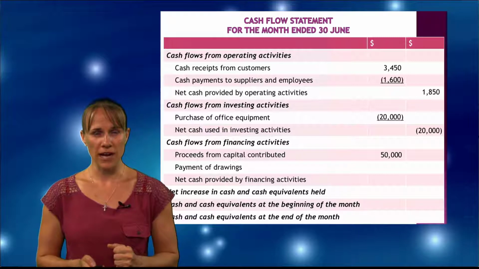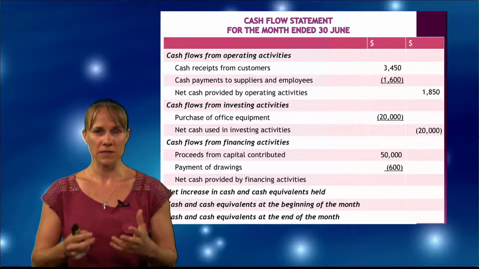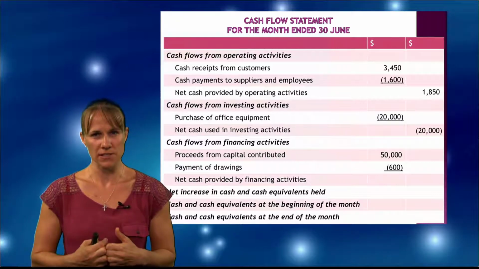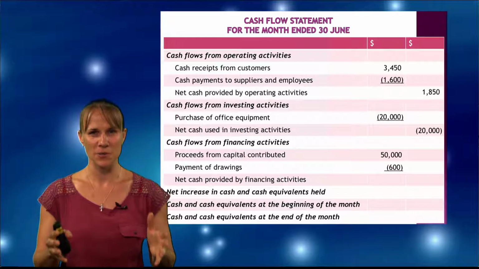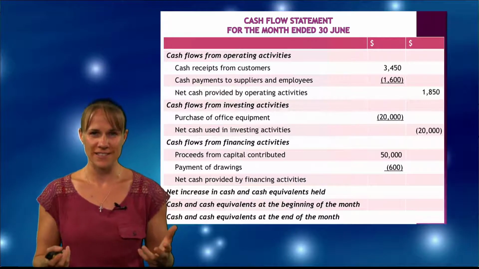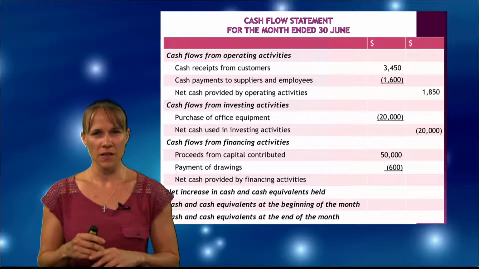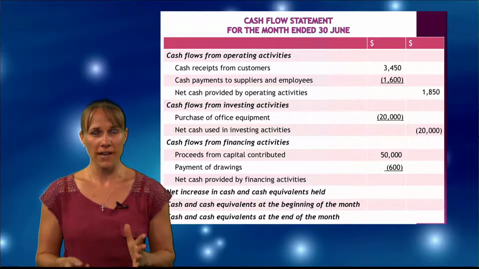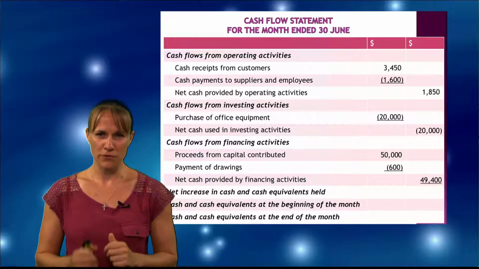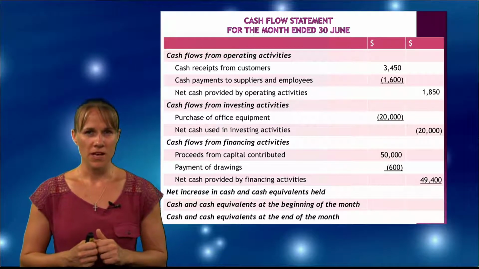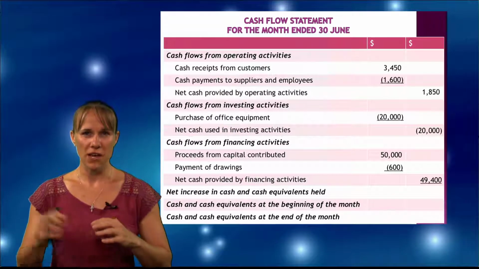And then we also had a payment of drawings. So drawings being an outflow because it means the owner is taking money out of the business. Okay, so outflow. So we want those brackets in there as well to signify that this is an outflow. So they're the only two items that we'd classified as financing. So net cash provided by financing activities, positive figure, $49,400.